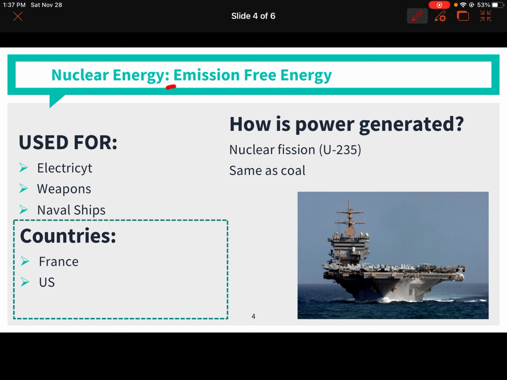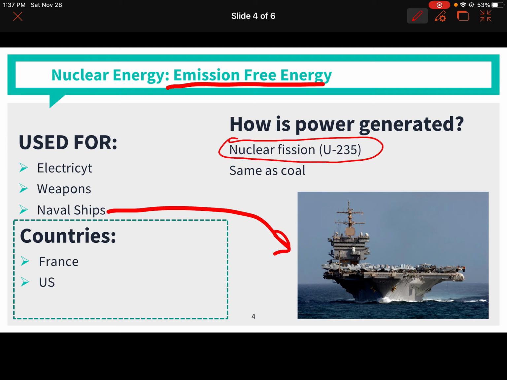Nuclear energy is emission-free. It's used for electricity. It's used in nuclear weapons, and it runs a lot of our naval ships. Our aircraft carriers, a lot of them are run by nuclear energy, which means they don't have to fill up as often. Power is generated through nuclear fission of uranium-235, and the process is the same as coal.